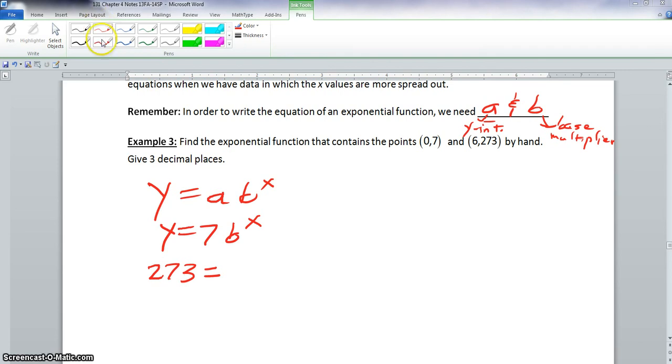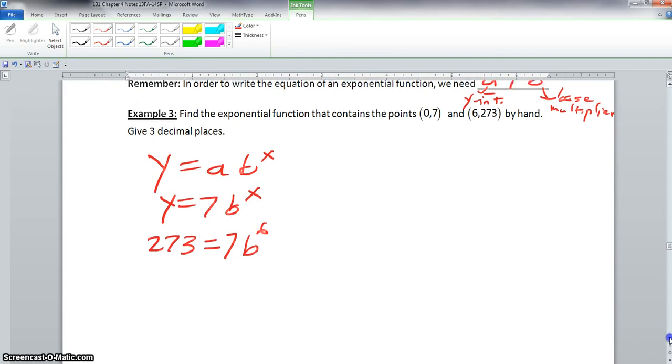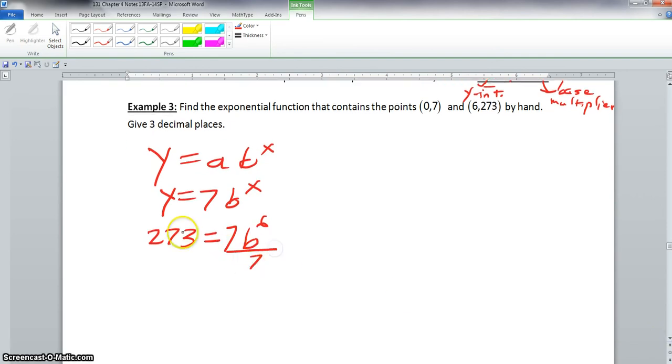So picking up where we left off, we substituted in 273 for y, and now we must substitute in 6 for x. So now our next step, again, we're trying to get b by itself, so we'll divide each side by 7. So we have 273 divided by 7, which is 39, and that will equal b to the 6th power.